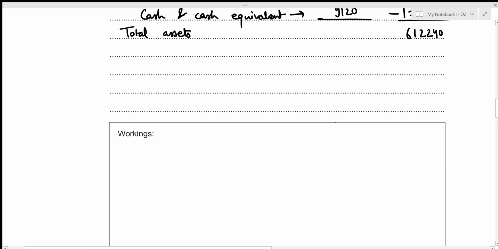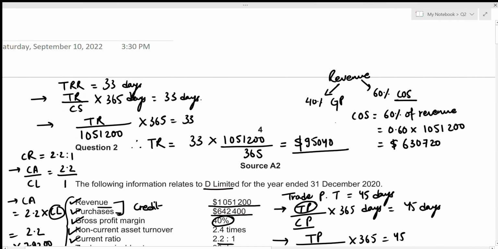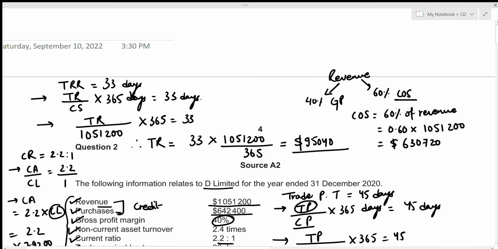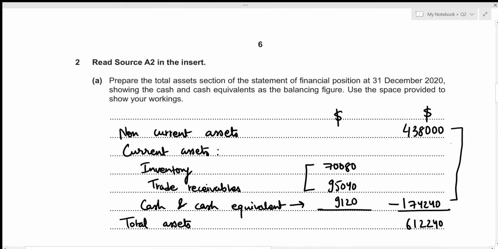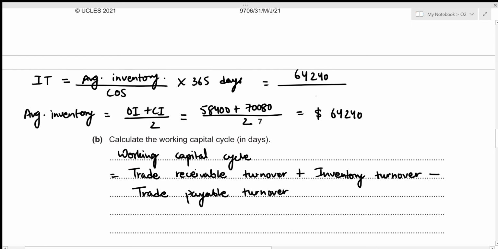Let's have a look above. We already figured out our cost of sales to be 60% of revenue, and the total cost of sales amounted to 630,720. Let's write it down. So that's 630,720 times 365 days. So the inventory turnover is just going to be 64,240 divided by 630,720 times 365, which results in 37.18 days.